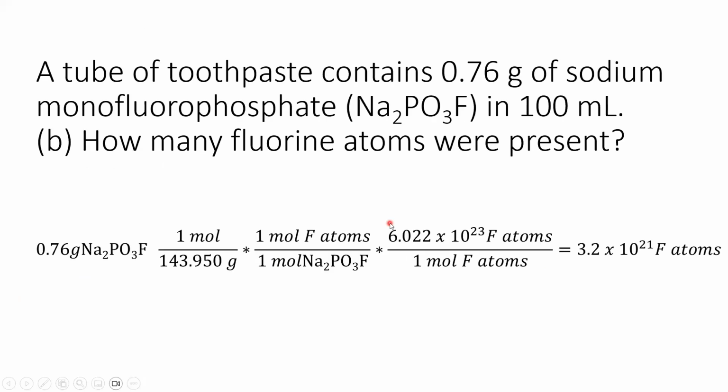And then with the second piece here, we want to figure out how many fluorine atoms were present in that sample. So again, we can start the same way. 0.76 grams divided by the molar mass gives us moles of that substance. But for every 1 mole of sodium monofluorophosphate, we get 1 mole of fluorine. And then we can just multiply by Avogadro's number to figure out exactly how many atoms that would be. And again, 0.76 grams is much less than 1 mole. So we should have much less than 1 mole of fluorine, since we're just multiplying by 1 here. And 3.2 times 10 to the 21st fits that. So we can be pretty confident in that answer, because we're winding up in the correct ballpark in terms of order of magnitude.